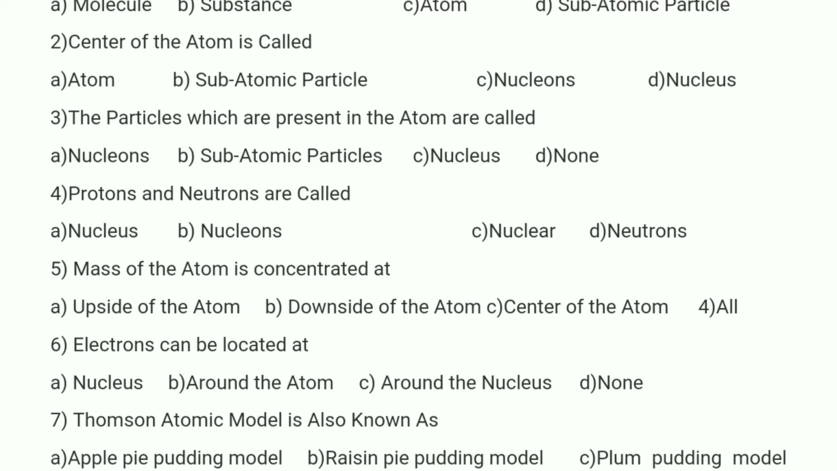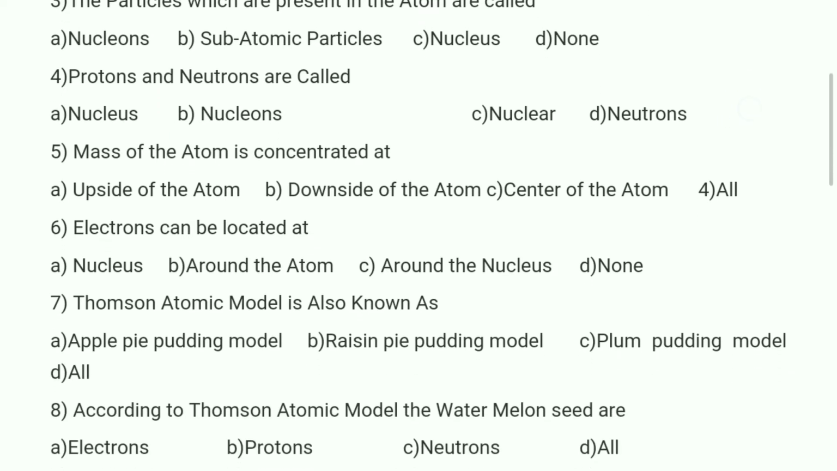And fourth one, protons and neutrons are called. So protons and neutrons are present in the nucleus. In the atom, the center of the atom is concentrated with somewhat of heavy mass, that is called nucleus. In the nucleus, two more subatomic particles are there. Those are nothing but protons and neutrons. Those are called nucleons. Option B is correct.